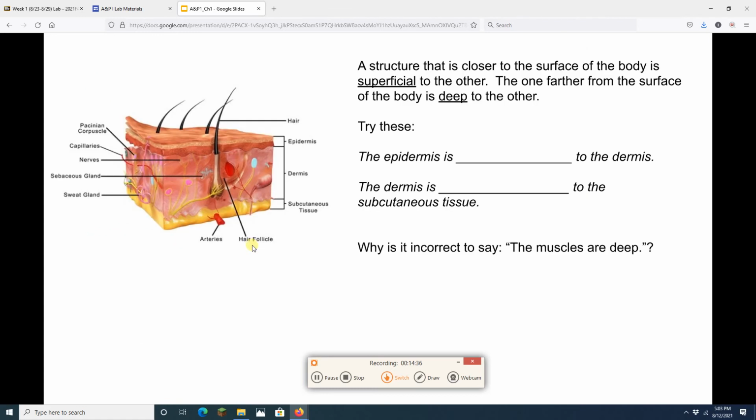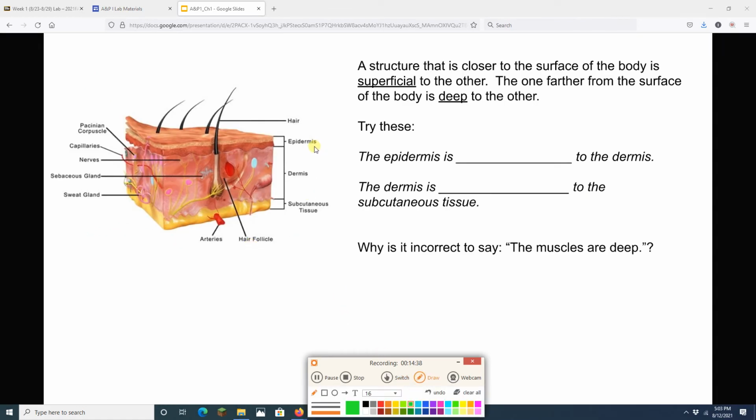Whoops, I didn't mean to do that. I didn't have my drawing going. My bad. The epidermis is blank to the dermis. Shout it out. And the answer is, it's superficial. It's closer to the surface of the two, so it's superficial. Okay, the dermis is blank to the subcutaneous tissue. I'm assuming you yelled out the answer there. The dermis is closer to the surface as well, so it's superficial.